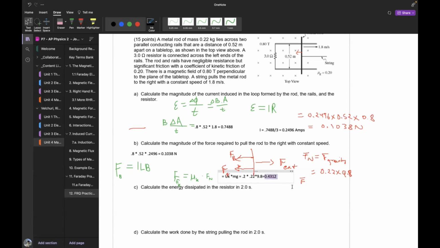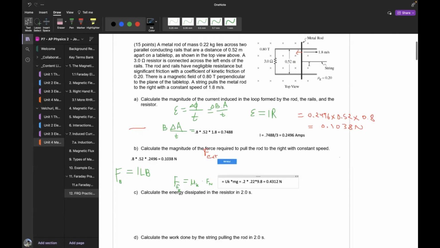That's what I got for the friction force. Okay. Now you have both the forces, pulling it rightwards and leftwards. So you can calculate the external force, which is pulling it right. You can write F external. How do you know which way the current is going in this?